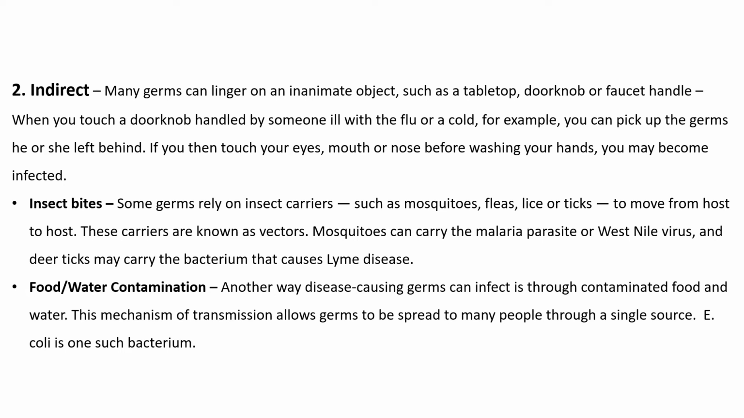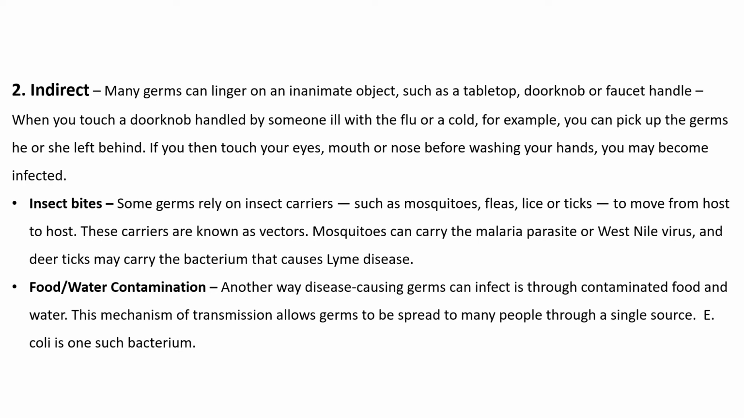Following this, we can also classify insect bites as indirect means of transmission, where some germs actually rely on insect carriers such as mosquitoes, fleas, lice, or ticks to move from one host to a new host. Such carriers are known as vectors. Mosquitoes are known to carry the malaria parasite, dengue, or the West Nile virus pathogen. Additionally, there are deer ticks that may carry the bacterium that causes Lyme disease.